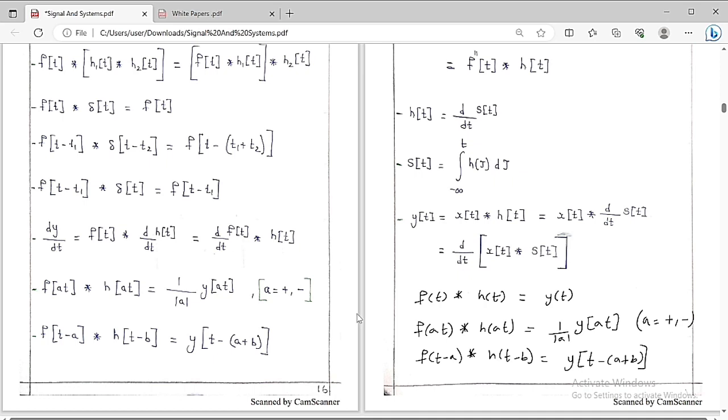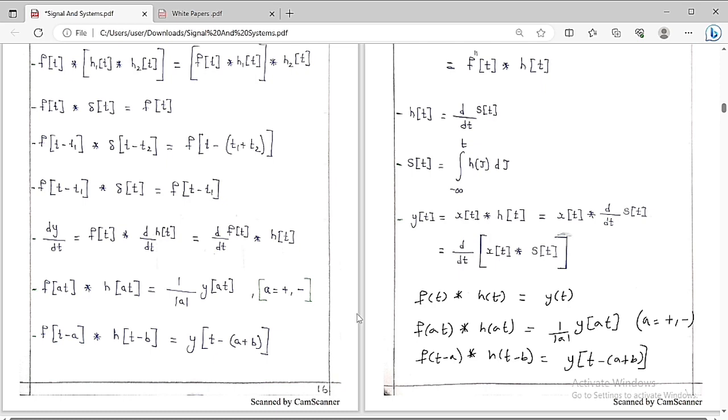So therefore we can say, if f(t) convolution h(t) is equal to y(t), then f(t minus a) convolution h(t minus b) is equal to y of t minus (a plus b). So this formula you always have to remember and keep in your mind.